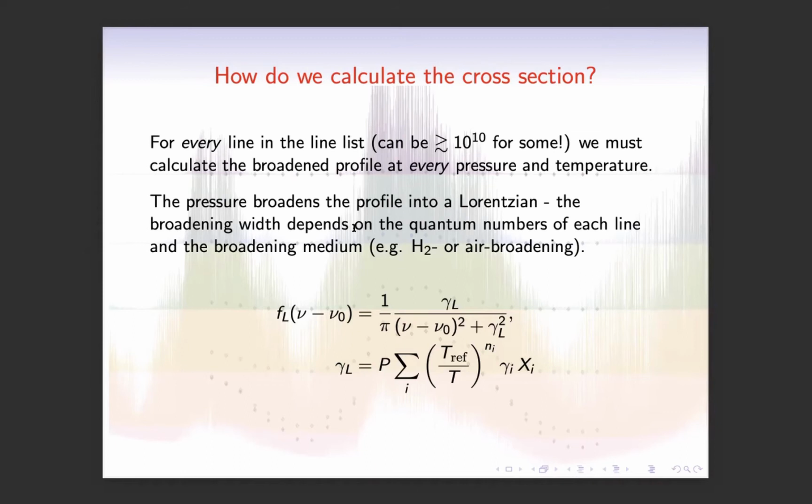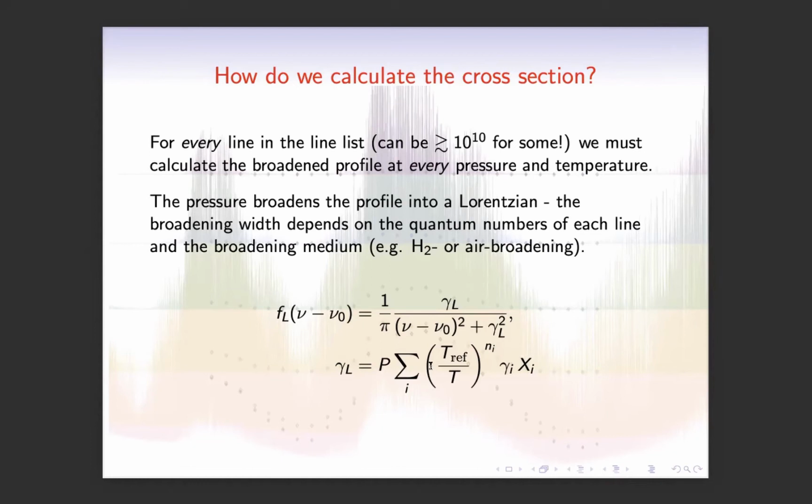So the pressure broadening is given by a Lorentzian profile. And that's given by something that depends on the quantum numbers of each of the lines, the J quantum numbers. And then it also depends on the medium, whether you're in an H2 rich atmosphere, whether you're in air. So it's really important that we get these right, because the parameters can actually vary quite a lot depending on them. And there's one thing I haven't talked about, which is natural broadening that can also come in, which also results in a Lorentzian profile.